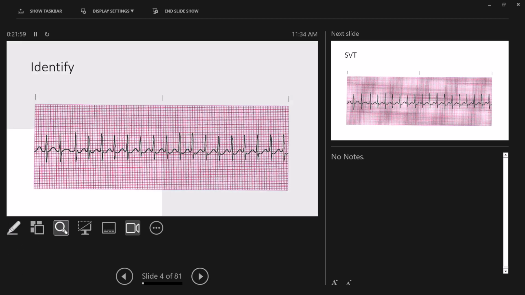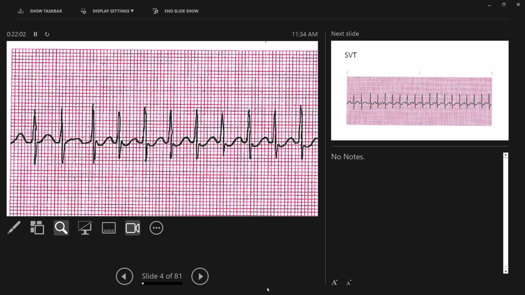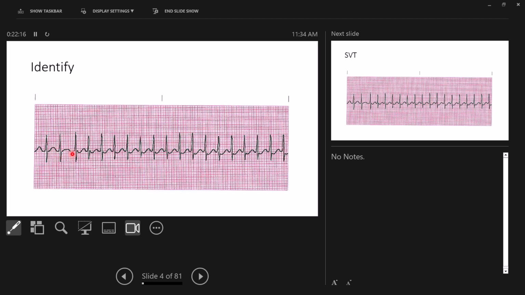Okay. Do you see P waves? Not really. I mean, you could make an argument that maybe there's a P wave here or here. But again, the faster the rhythm, the faster the rate, the less likely that you're going to see P waves. Now let me ask you a question. What is that waveform right there that we're looking at?